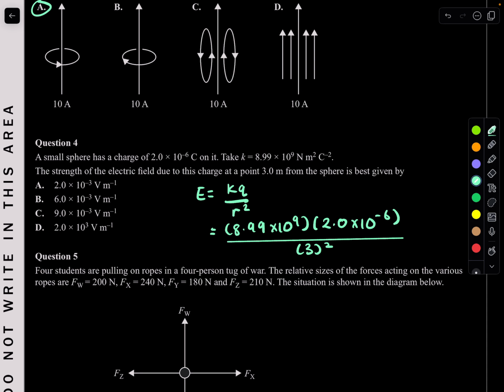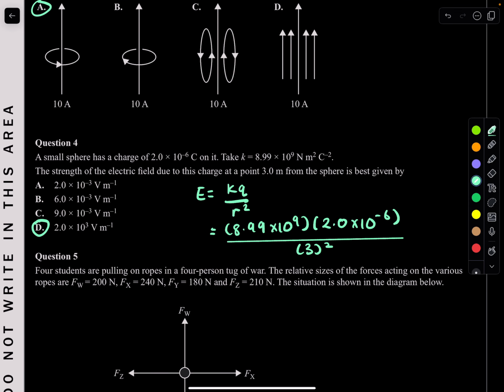Let's check that on the calculator. 8.99 times 10 to the power 9, times 2.0 times 10 to the power negative 6, divided by 3 squared. And that gives me 1997, so the closest is D.